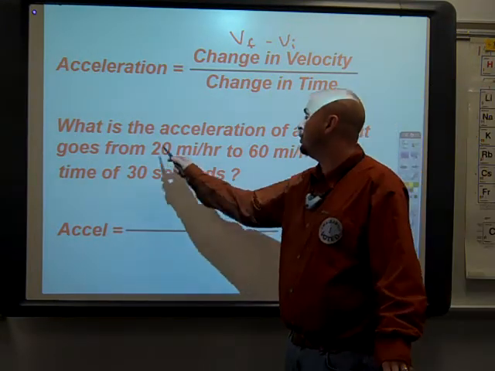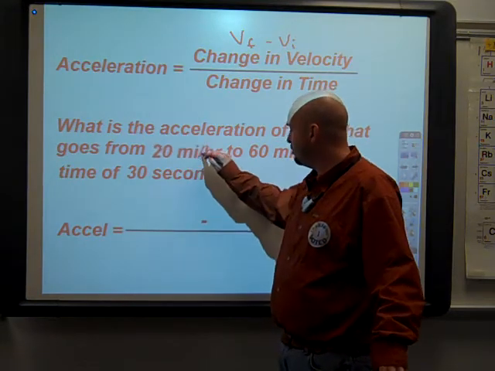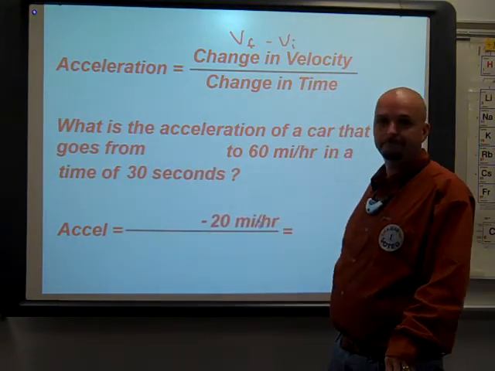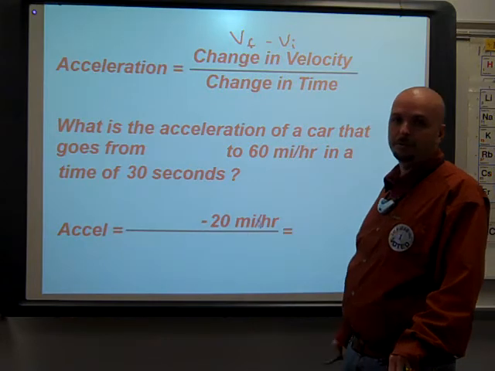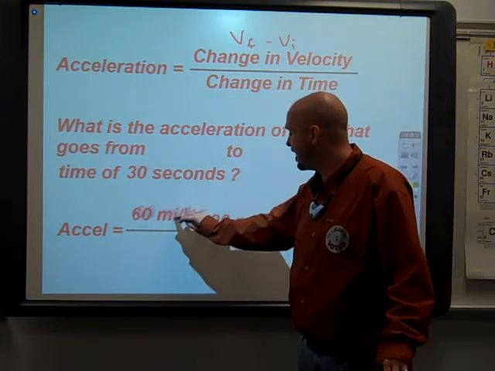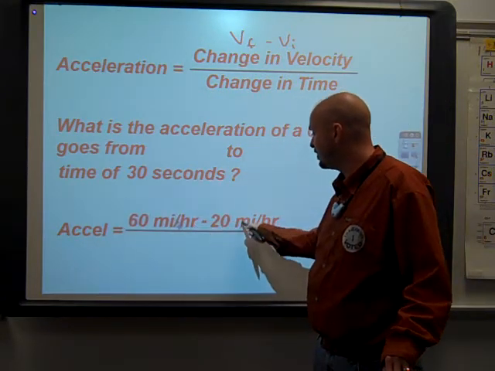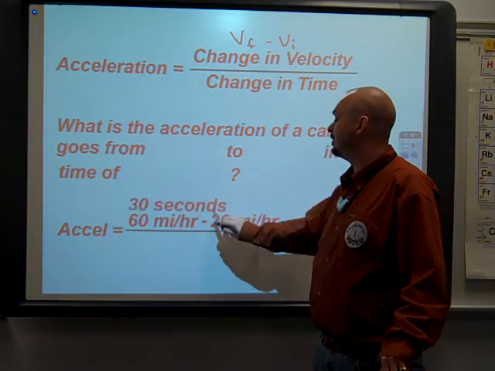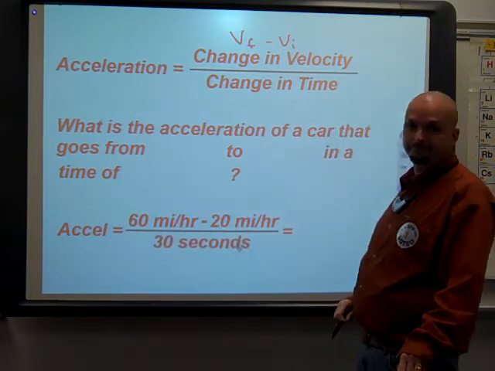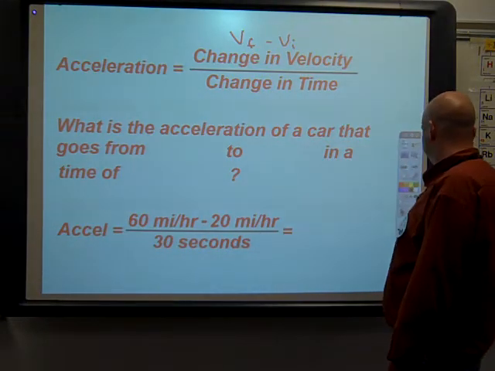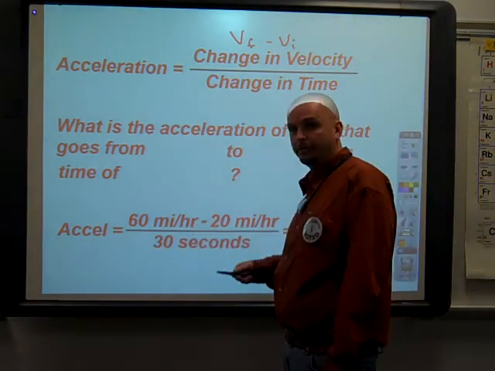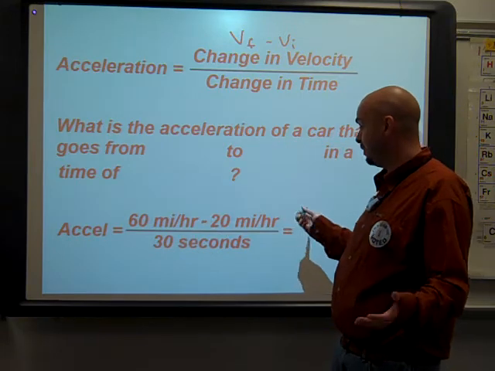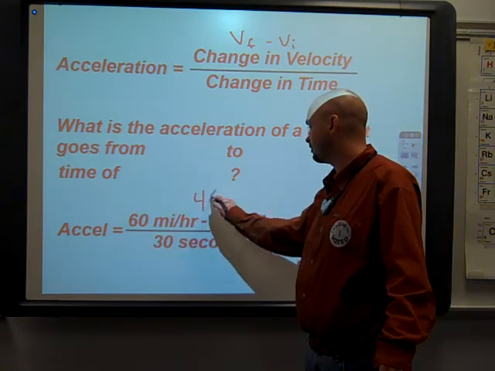A car goes from 20 miles per hour. From means that's where we started. To 60 miles per hour. To means that's where we ended. Again, it's ending minus starting, final minus initial. And we did it in 30 seconds. Seconds measure time. Now, we got to do this change in velocity first. We got to take 60 minus 20 before we do anything else.